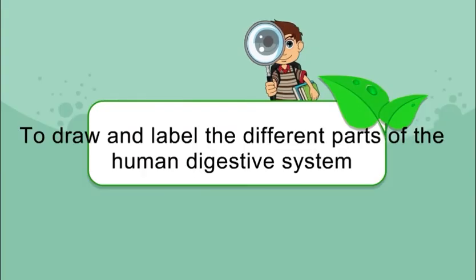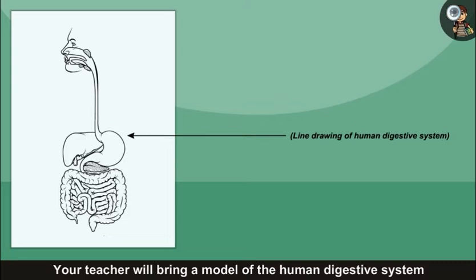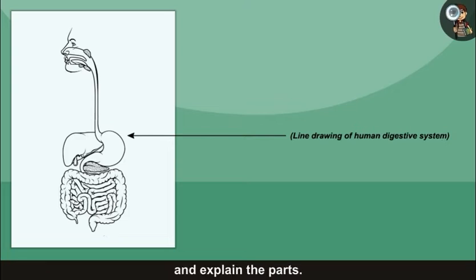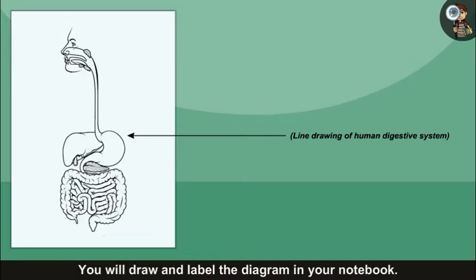To draw and label the different parts of the human digestive system, your teacher will bring a model of the human digestive system and explain the parts. You will draw and label the diagram in your notebook.